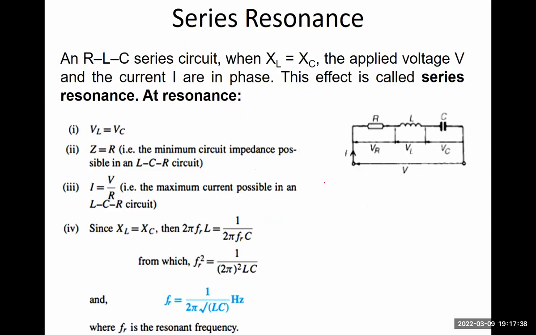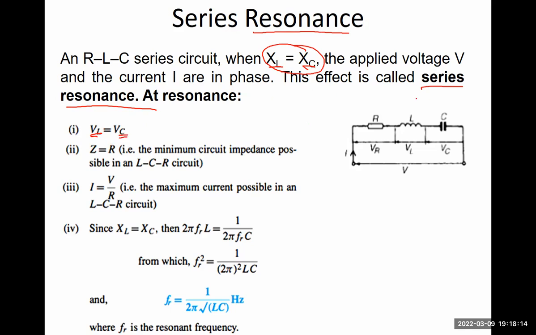So we now have an RLC series circuit here where our XL is equal to XC. At resonance, your XL is equal to XC. The applied voltage V and the current I are in phase. So this effect is called series resonance. At series resonance, the voltage across the inductor is equal to the voltage across the capacitor.